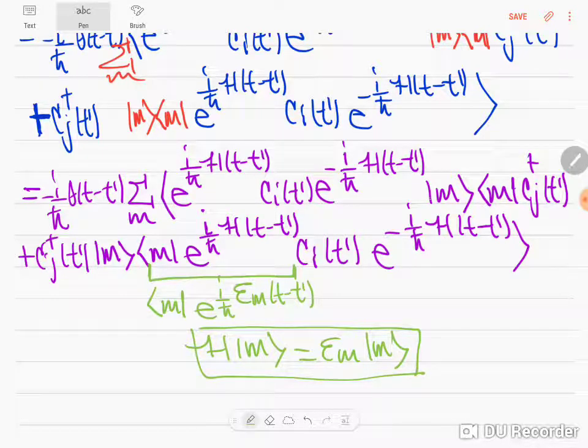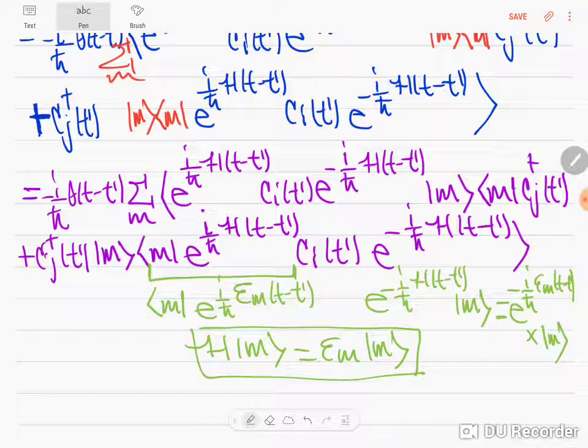And then in here I will have the same thing, but instead of bra, this is ket, but it's exactly the same thing. So that means that for the one above, what we have is that e to the minus i over h bar H (t minus t prime) acting on the ket is nothing but e to the minus i over h bar E_m (t minus t prime) times the ket.